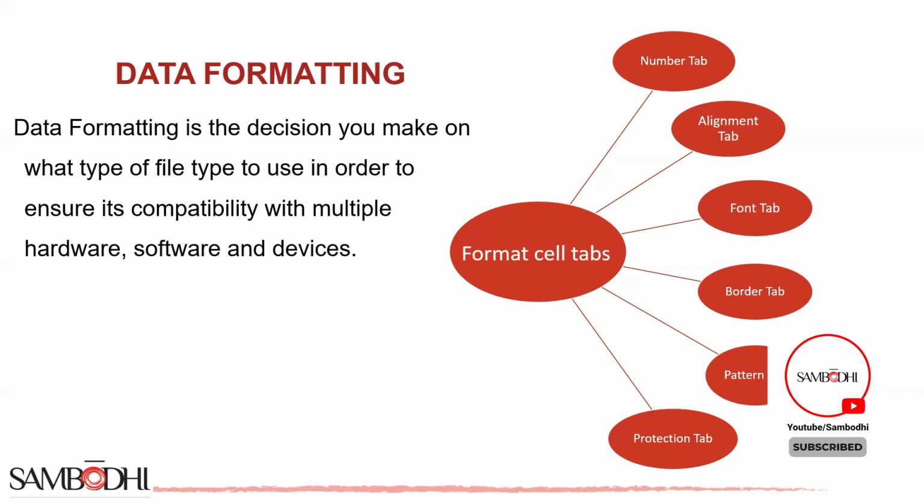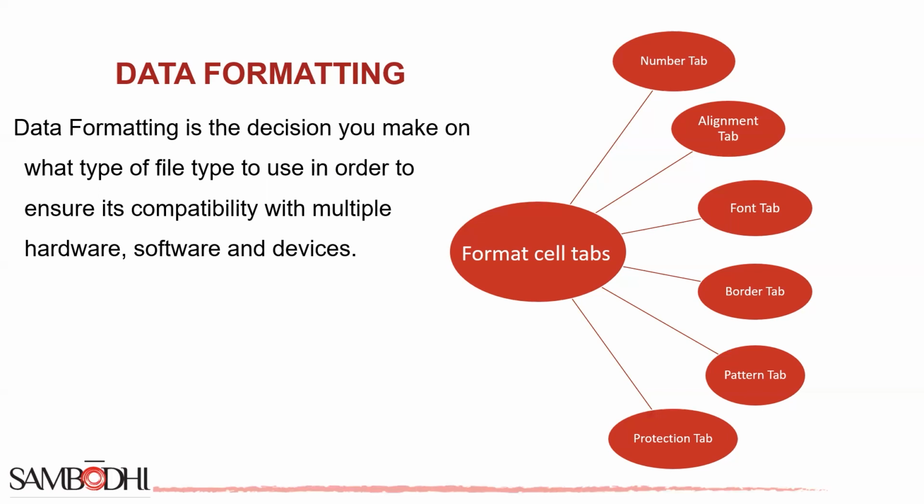The merge cells option combines two or more selected cells into a single cell. That is, a merged cell is a single cell created by combining two or more selected cells. The cell reference for a merged cell is the upper left cell in the original selected range.